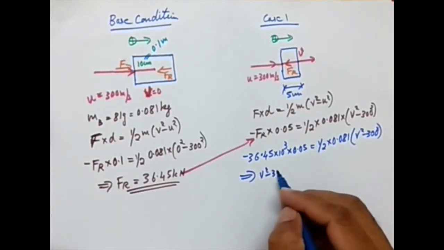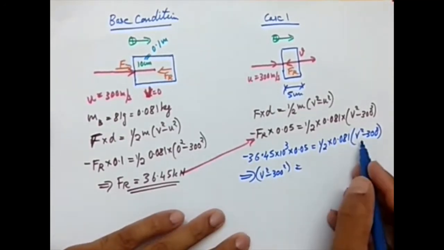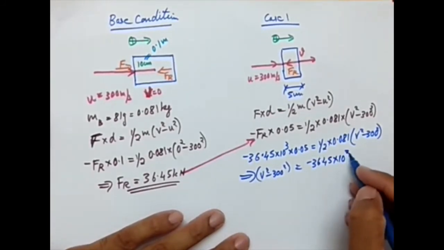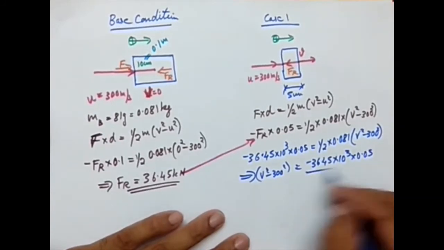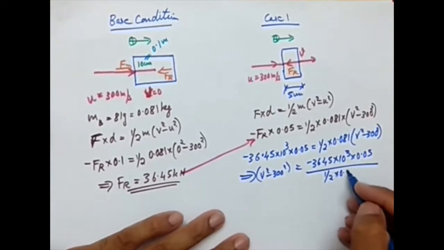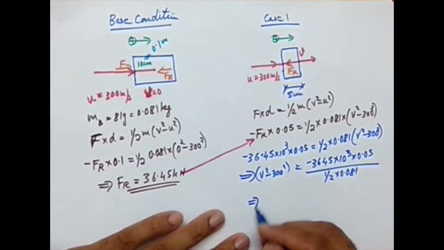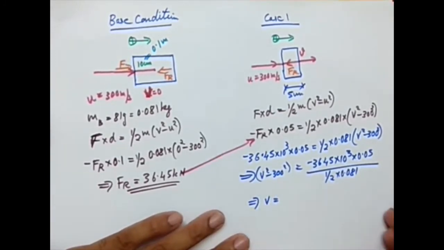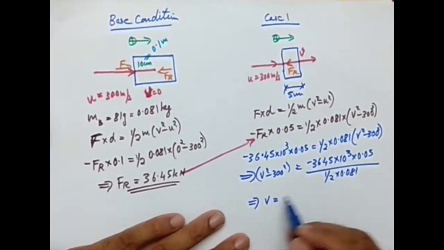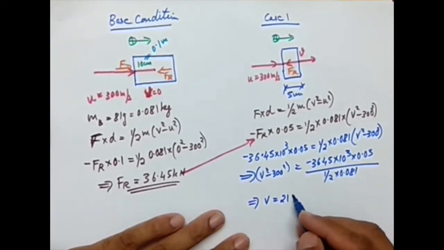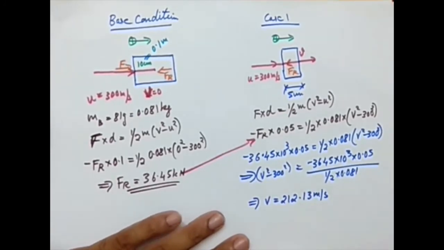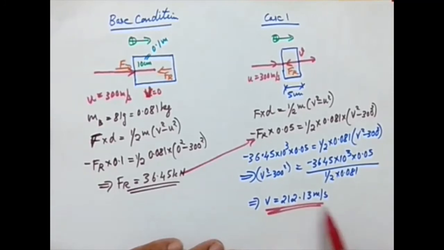So v square minus 300 square is equal to minus 36.45 into 10 cube into 0.05 divided by half into 0.081. From this I can get the value of v square equal to this, minus 300 square I can take to the right, and on solving I am going to get the value of v as 212.13 meter per second. And that's what the final answer is.